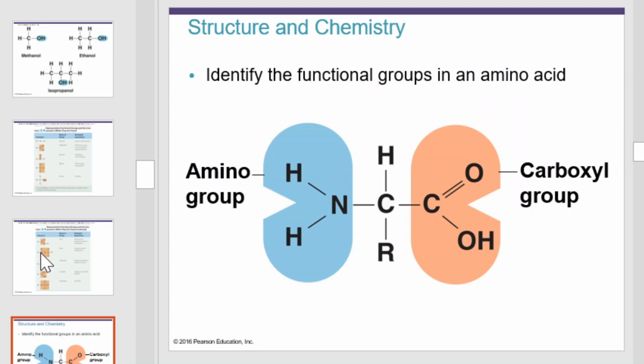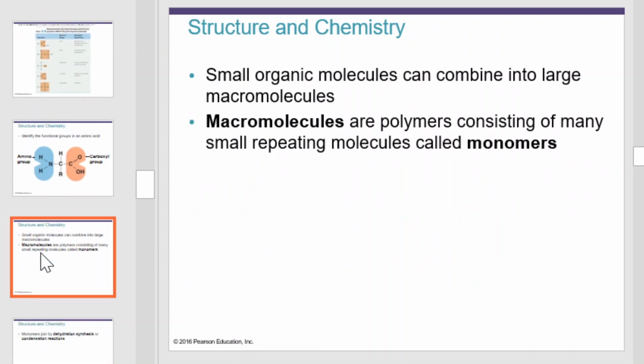Structure and chemistry. Identify the functional groups in an amino acid. In blue, we have the amino group, and in salmon, we have the carboxyl group. Small organic molecules can combine into large macromolecules in the world of organic chemistry. Small organic molecules are referred to as monomers. As they combine into large macromolecules, they're referred to as polymers.